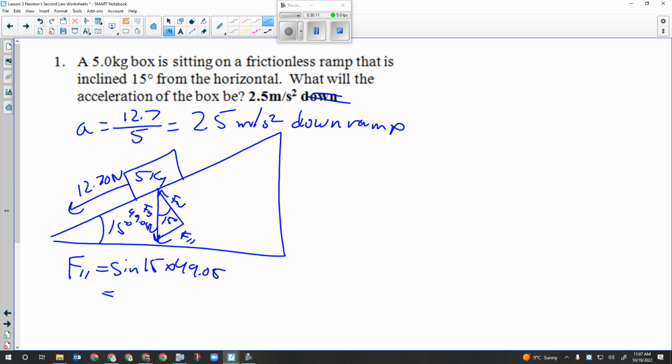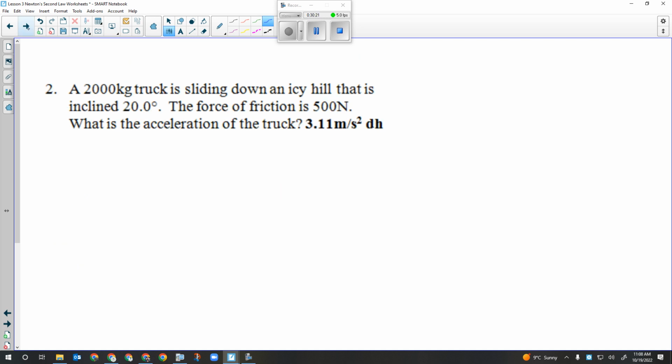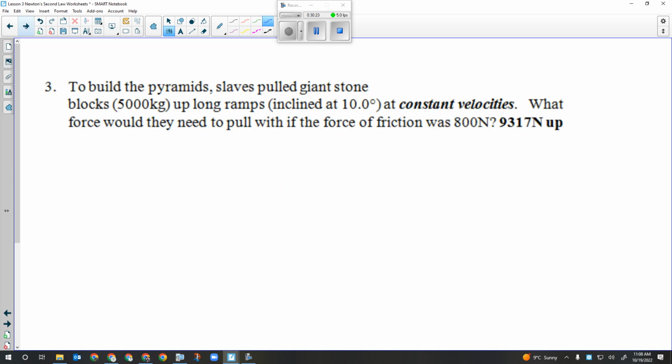Elliot, you can. Okay, how many people have done 3? Are we ready to go over number 3? I'm like, 2 seconds. It'll take me that long to get to it. What's the answer for the last? 2.5 meters per second squared down on that.